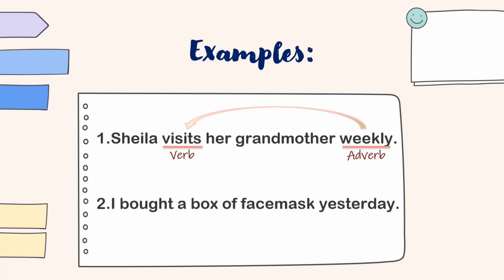Number 2. I bought a box of face masks yesterday. The adverb is yesterday and the verb it modifies is bought. This tells us when I bought a box of face masks. When did I buy a box of face masks? Yes, I bought a box of face masks yesterday.